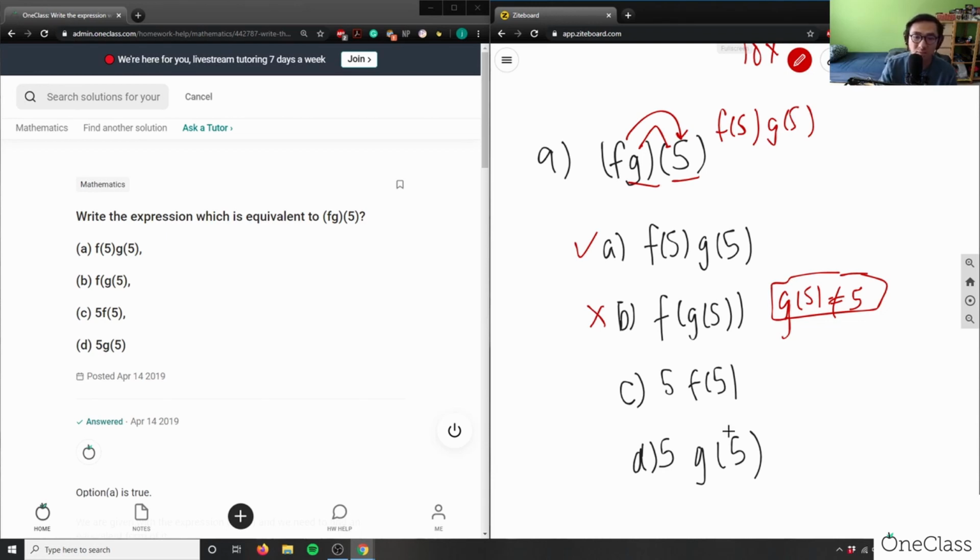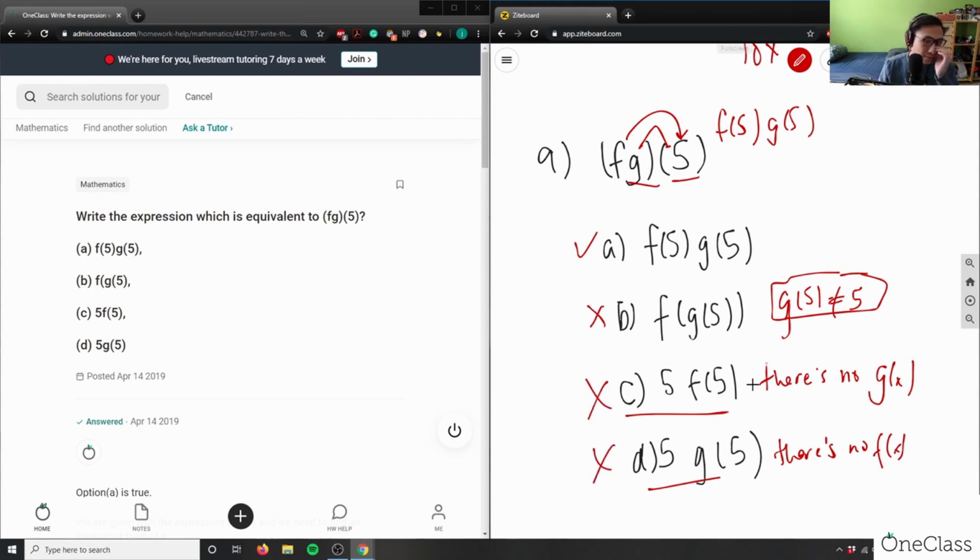Again, this C here doesn't even account for my g function, right? There's no g of x here, and there's no f of x here. C and D don't even account for the other function here. So these two are definitely wrong, and A here is my correct answer.